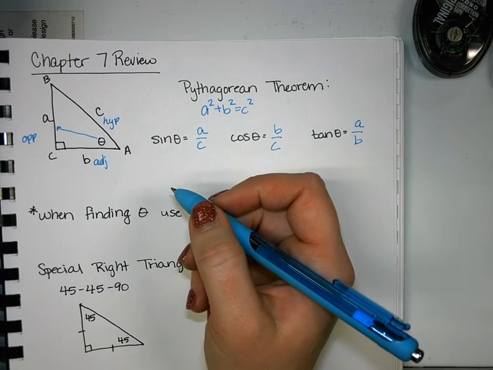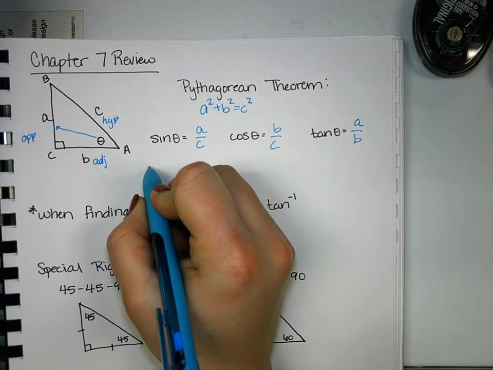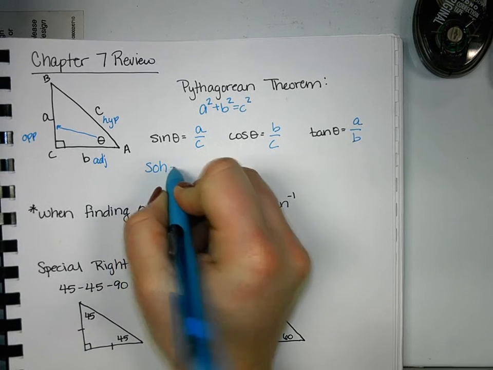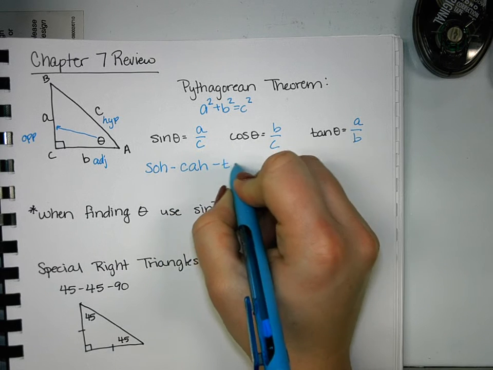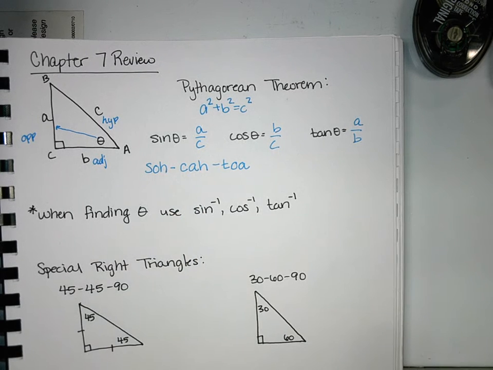What's the acronym we can use to help us remember? Sine is opposite over hypotenuse. Cosine is adjacent over hypotenuse. Tangent is opposite over adjacent.